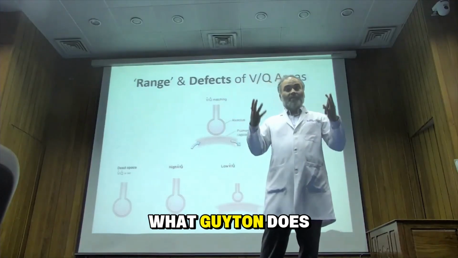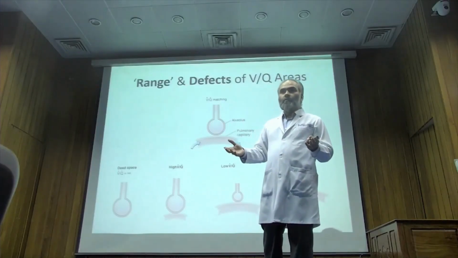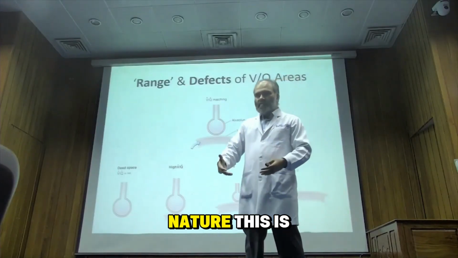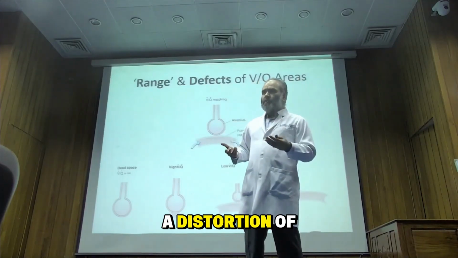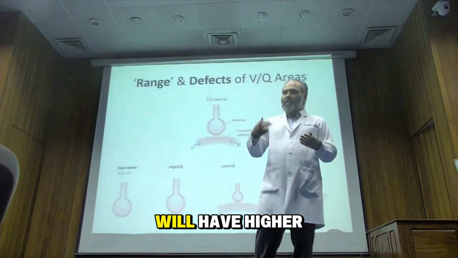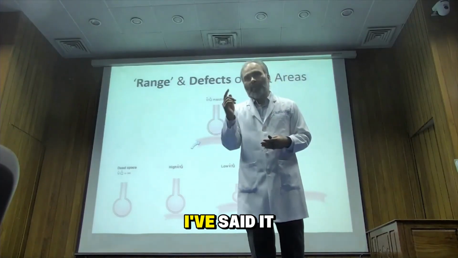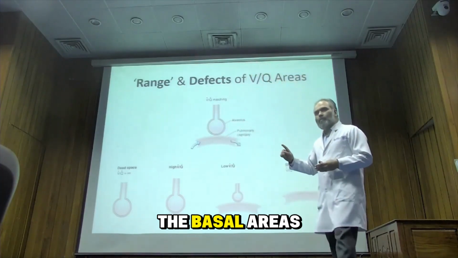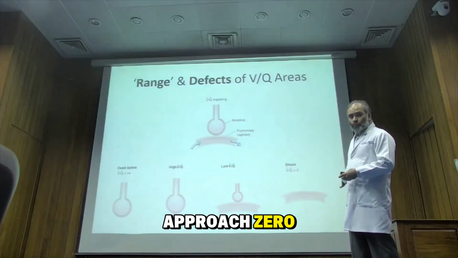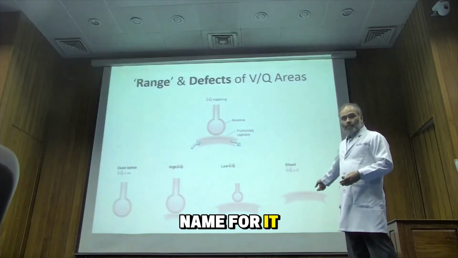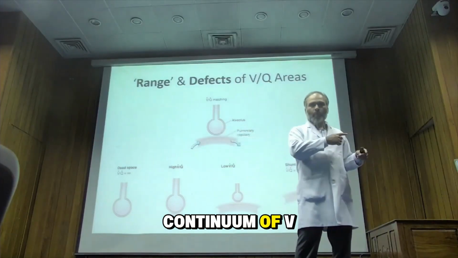However, what Guyton skips, this whole thing in between, is that it's okay to have high VQ areas, because this is nature, this is the effect of gravity. As you go up the lung, you will have a distortion of V over Q, and these areas will have higher VQ. However, it should not approach infinity. I've said it now. And in the basal areas, it's okay to have lower VQ areas, but it should not approach zero. When it does, we have a name for it. So now you know what's the continuum of V over Q.